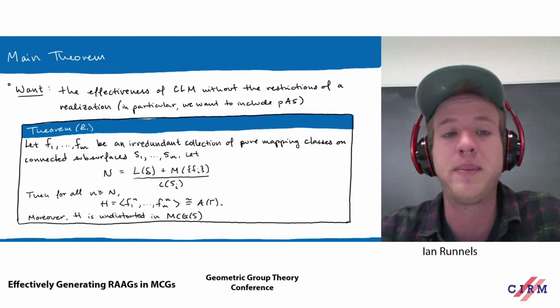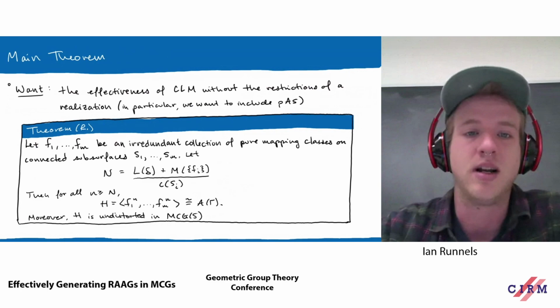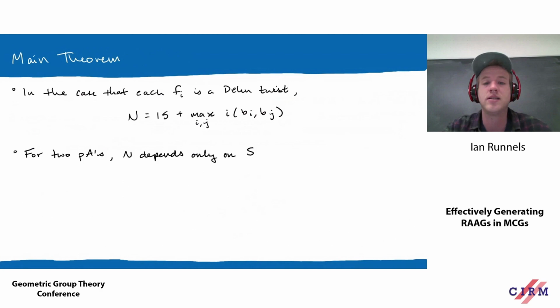And if you were just curious as to what this constant looks like, if all of my mapping classes are Dehn twists, then this constant is really just looking at the biggest intersection number between any pair of curves. And if you chase the constants through the proof, you can actually show that for two pseudo-Anosovs, this constant only depends on S. It might not even depend on S, I'm not sure, but it certainly only depends on S if it depends on S at all.